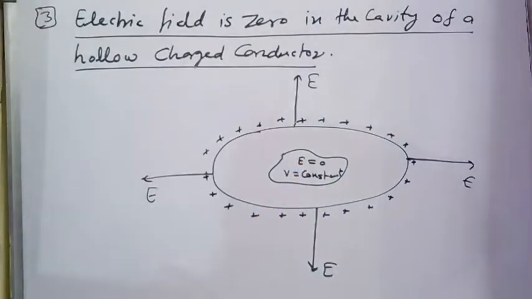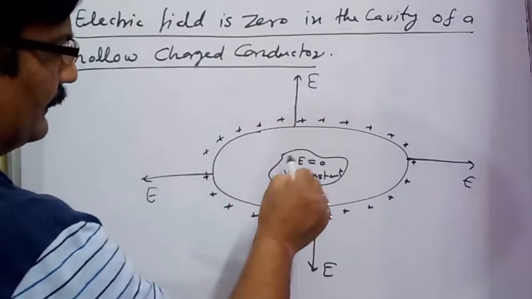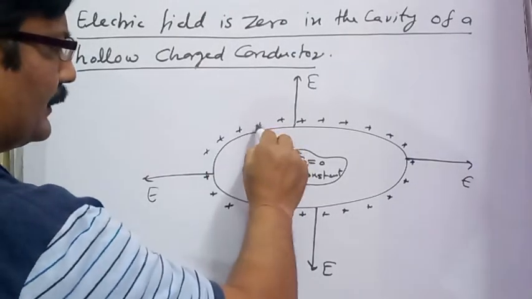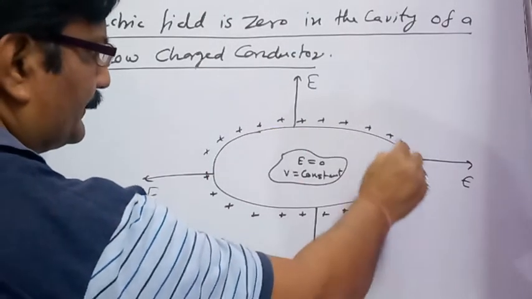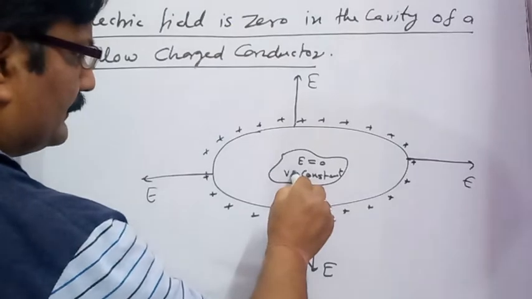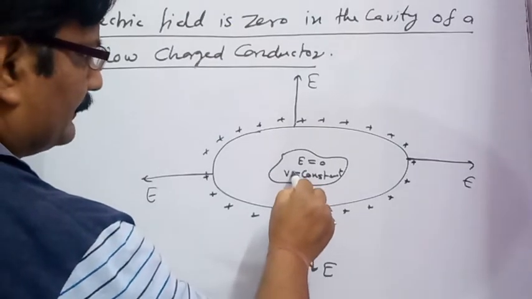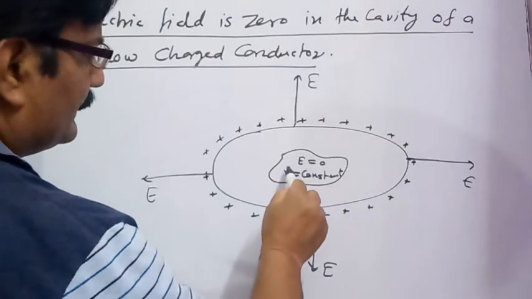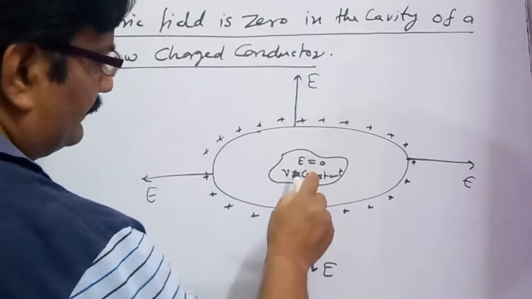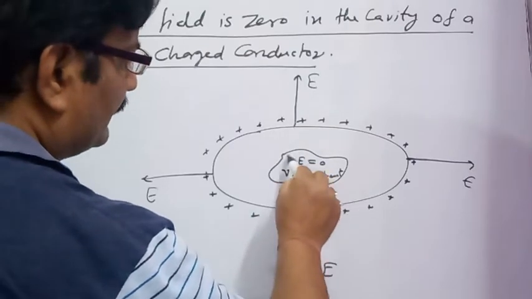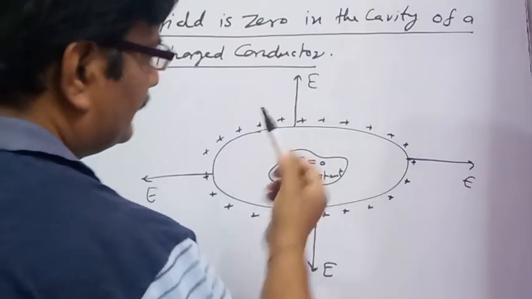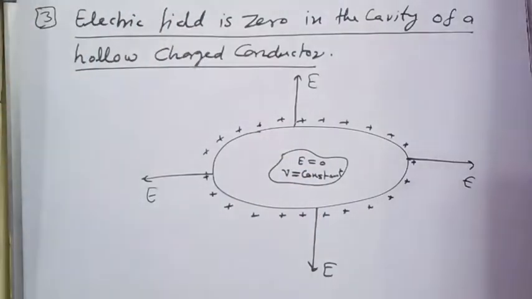This phenomenon is called electrostatic shielding. It means the charge given to the conductor is spread over its surface, but the interior part of the conductor is sealed from the charge. No electric field, no charge can remain present inside this cavity. This phenomenon is called electrostatic shielding.